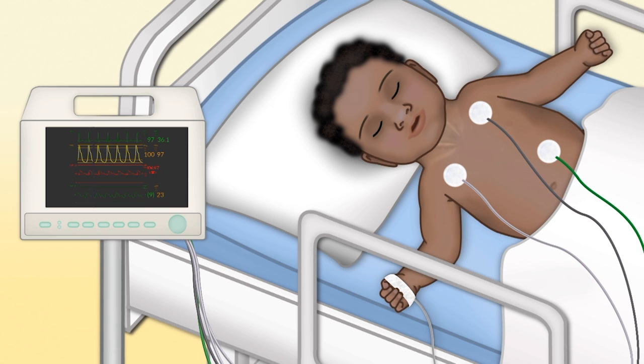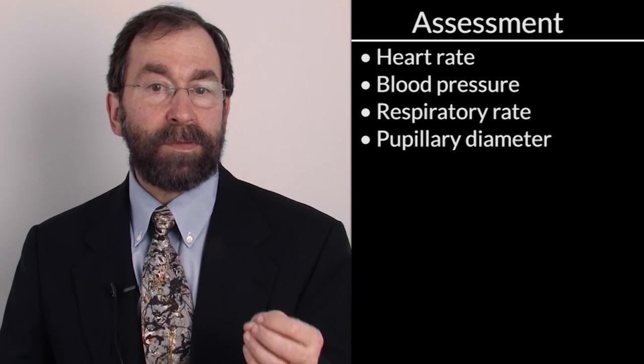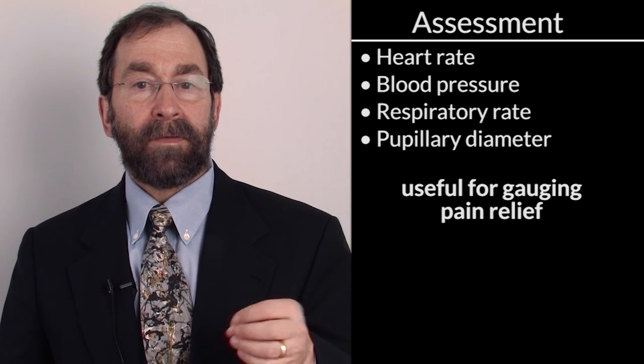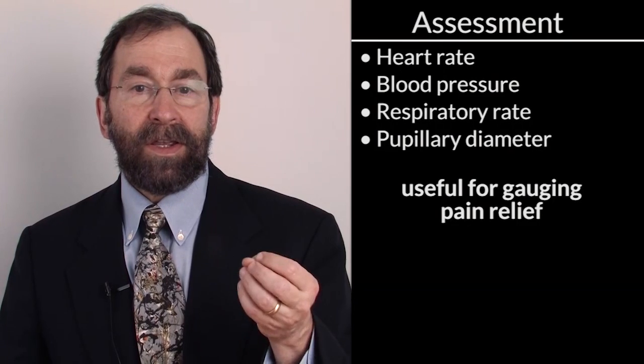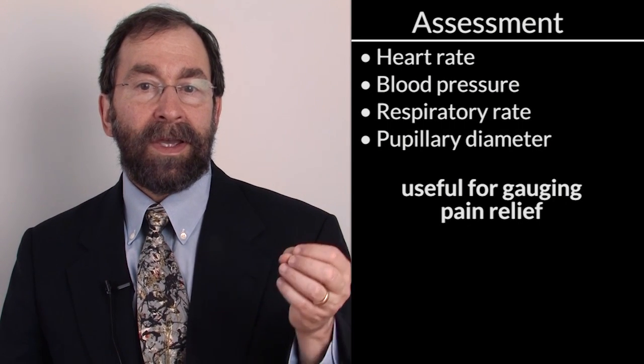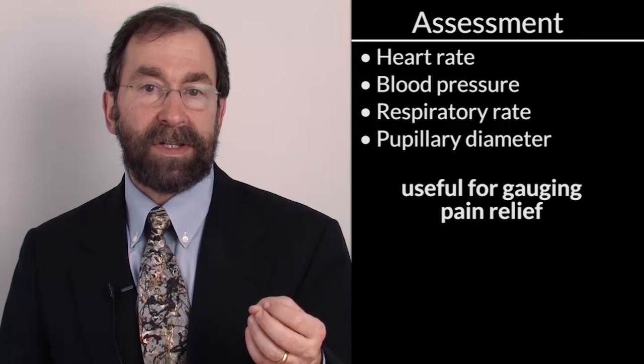Physiologic assessments include recording of heart rate, blood pressure, respiratory rate, and pupillary diameter. Relative changes in these parameters are often useful for gauging pain relief. For example, in titrating opioid analgesics, a change in respiratory rate and depth and a reduction in heart rate are often useful indicators of analgesic effect.